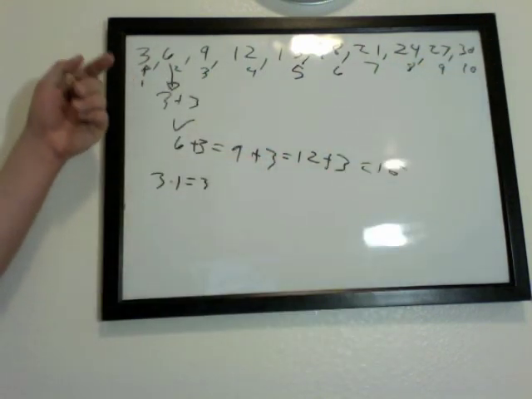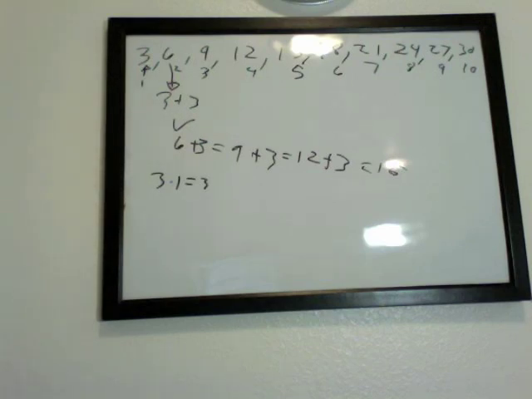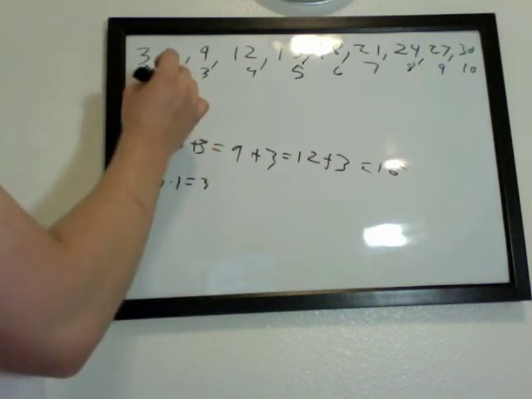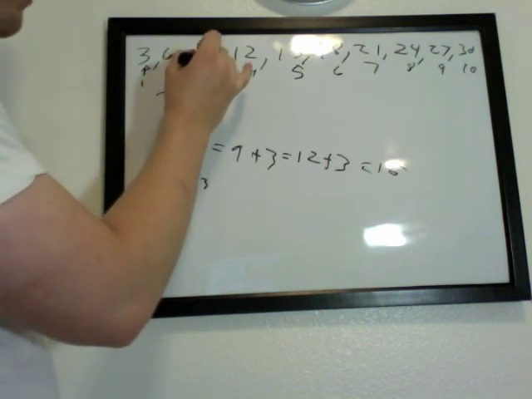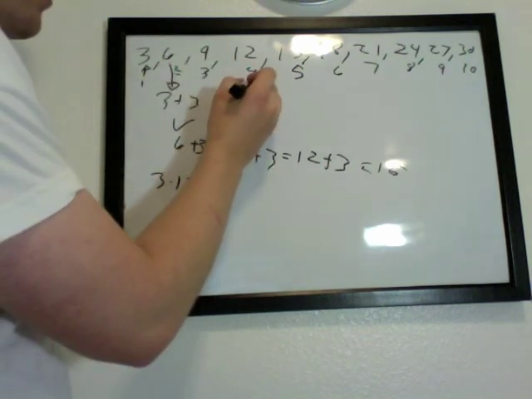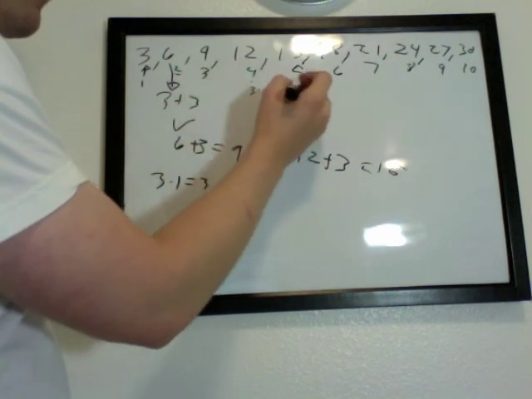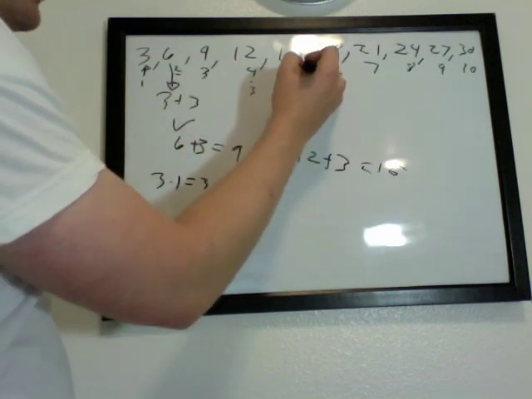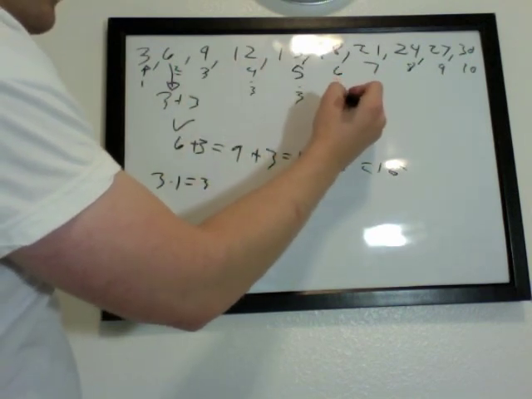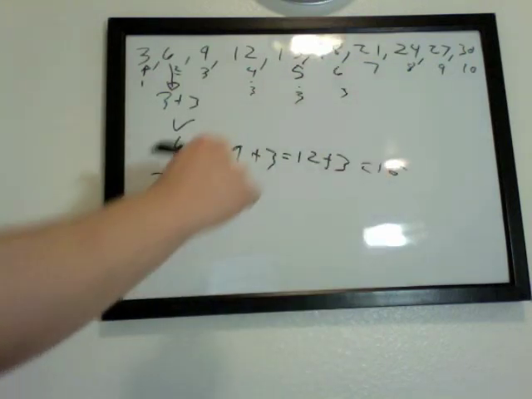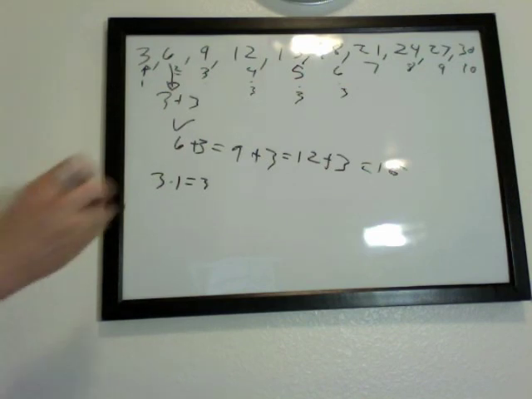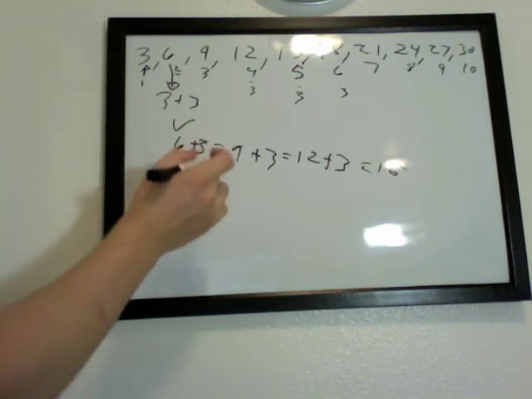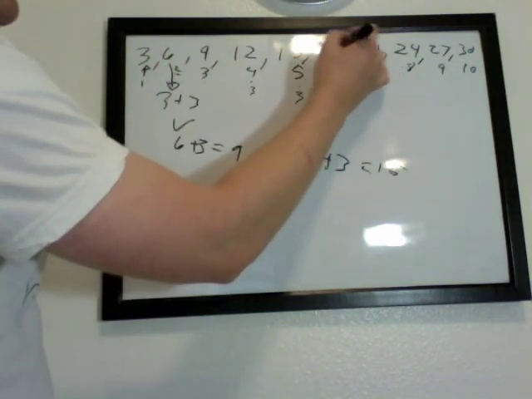So 1 times 3 is 3. 2 times 3, 6. 3 times 3 is 9. 3 times 4 is 12. 3 times 5 is 15. 3 times 6, 18, and so on and so forth. So it's just like adding them all up. So say we wanted to get 18.